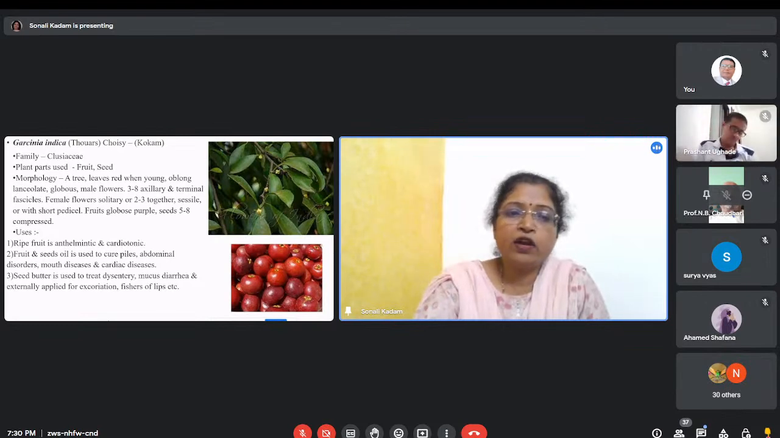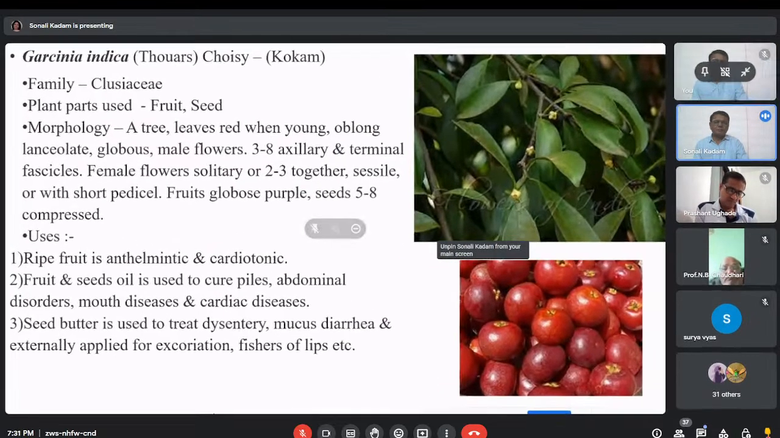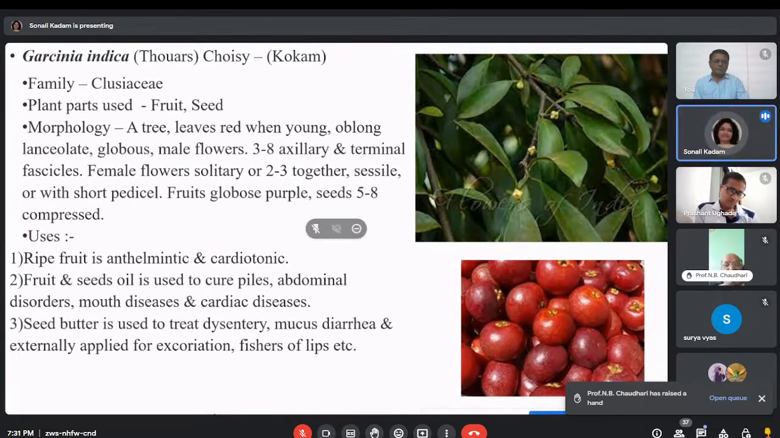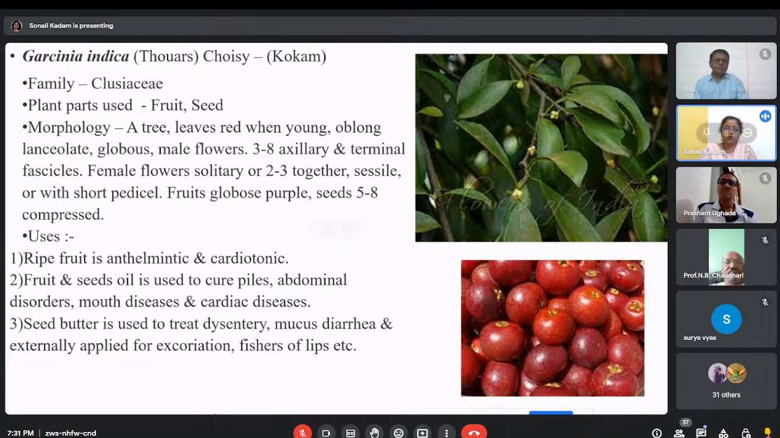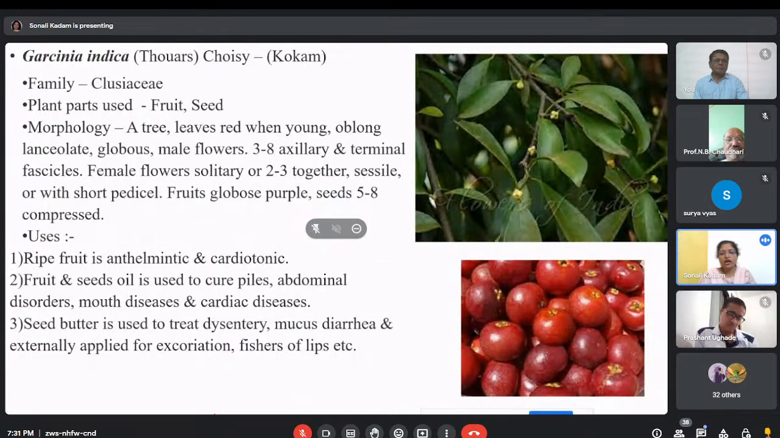Then the fruits and the seed oil are used to cure piles and abdominal disorders, and the seed butter. Inside that, the oil is a butter-like structure, and it is used as the base of a number of cosmetics. That seed butter is used as the base product for cosmetics, and it is also used for dysentery, mucus diarrhea, and fissures in the lips. If you are having any cut, you can apply the seed butter.